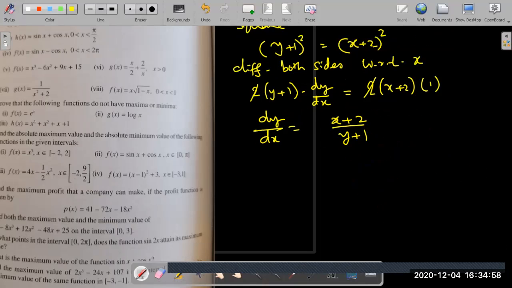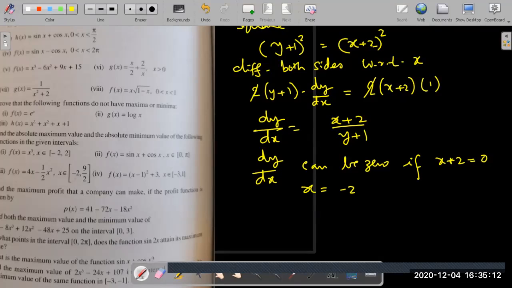So dy by dx can be 0 if x plus 2 is 0. That means at x equal to minus 2. Let's substitute x equal to minus 2 in y. So y was mod x plus 2 minus 1. When I substitute, y at x equal to minus 2 is 0 minus 1. So y is equal to minus 1.